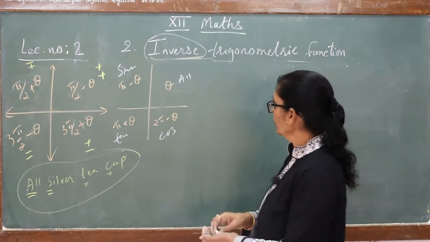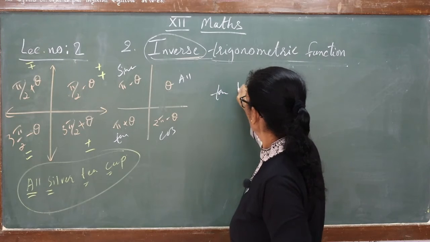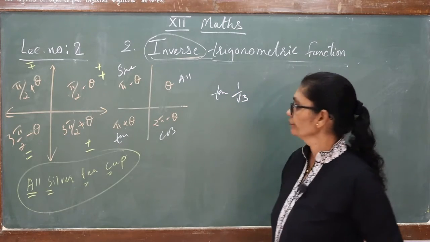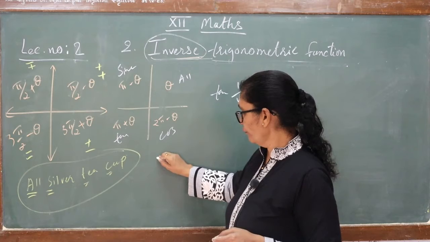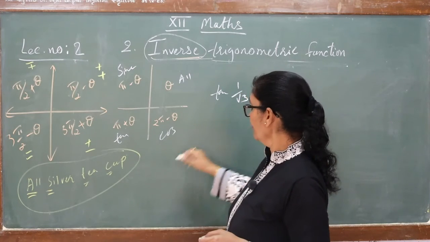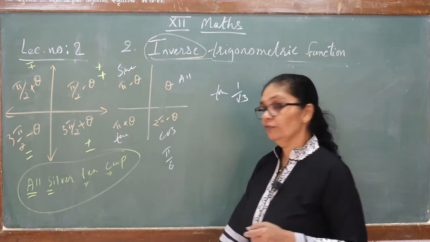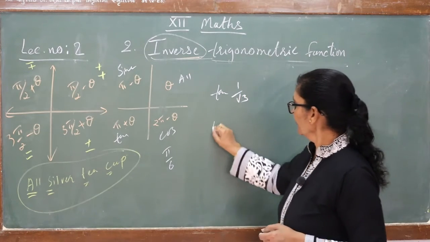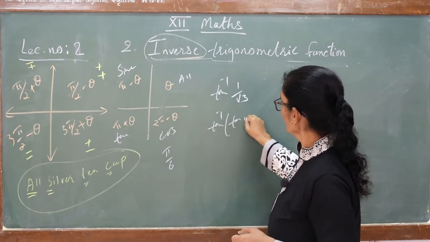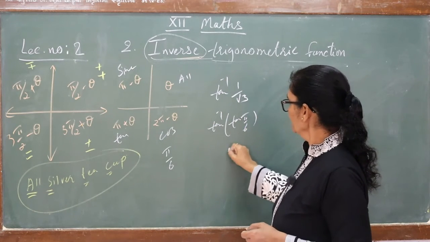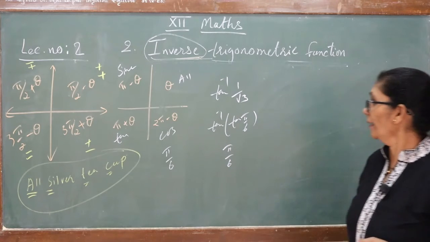Okay, I give you one question. Suppose you are given tan inverse of 1 by root 3. Tan 1 by root 3 means what is the trigonometric value? It is 1 by root 3 for pi by 6. So I can write tan inverse tan pi by 6. Tan inverse cancels, and I get the direct answer pi by 6.